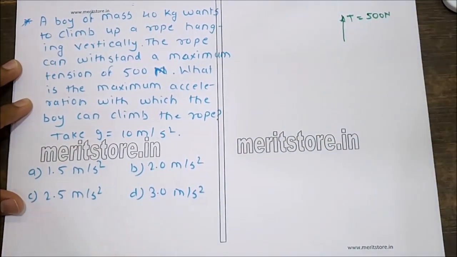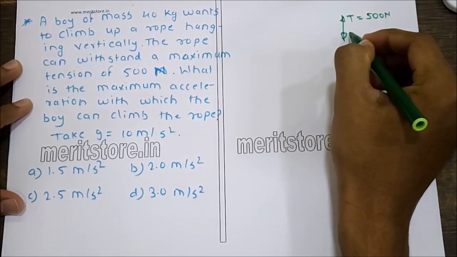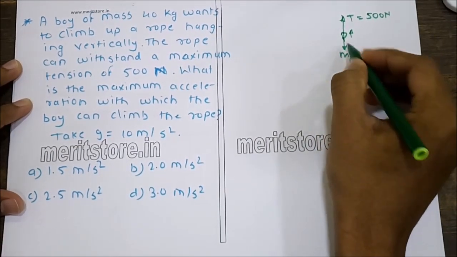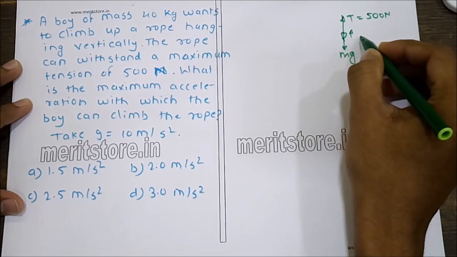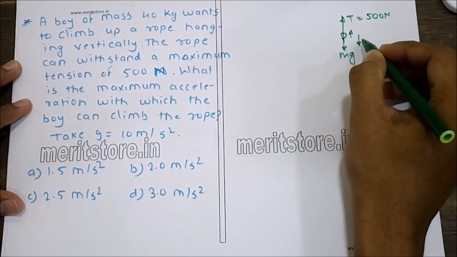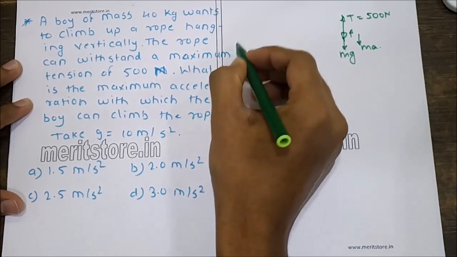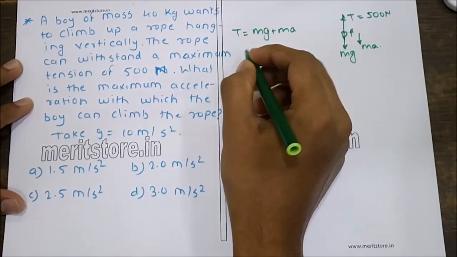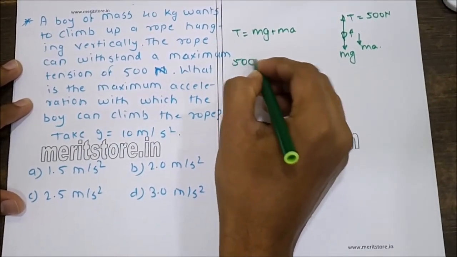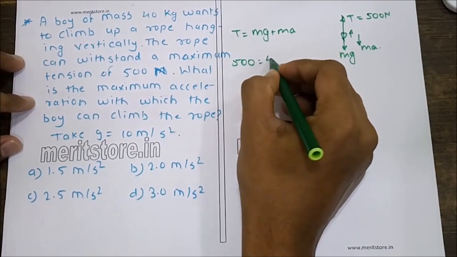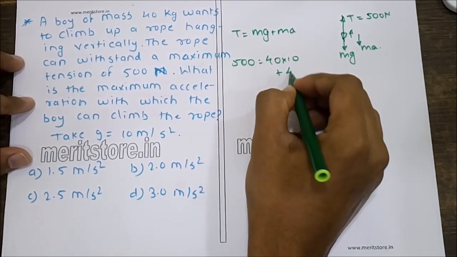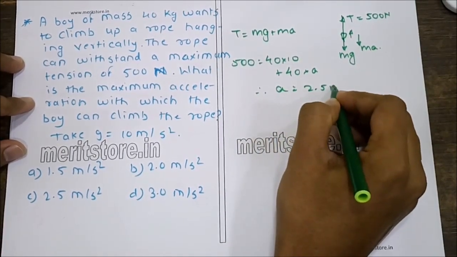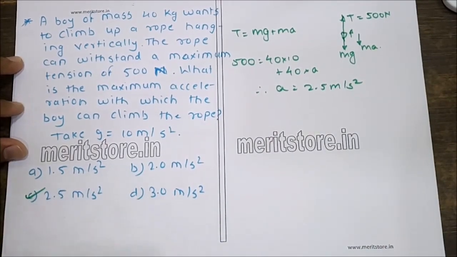Now, since the maximum tension in the string can be 500 newtons, and when the boy is climbing upwards, the forces acting on the boy are the mass of the boy, that is the self weight, and the inertial force, which is mass into the acceleration. Therefore, the tension is balanced by mg plus ma. So 500 is equal to the mass of the boy, that is 40 into 10, plus 40 into a. Therefore, the value of a is equal to 2.5 meters per second square. Hence, option C is the correct answer.